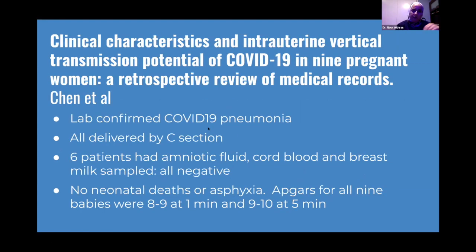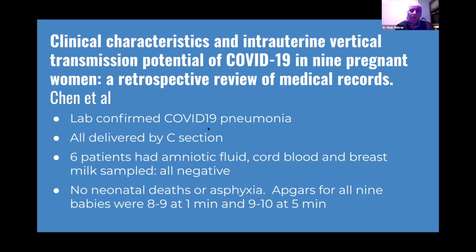And so this is another study that looked at pregnant women in China. It's again another small case series, 9 pregnant women, and they were looking at whether there's intrauterine vertical transmission potential for COVID-19. So they had 9 pregnant women with lab-confirmed COVID-19 pneumonia. All of them, for one reason or another, were delivered by C-section. So it's kind of hard to extrapolate to normal vaginal deliveries in this case.